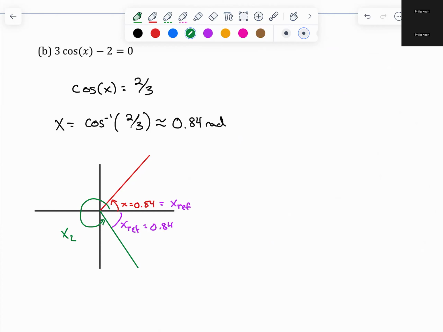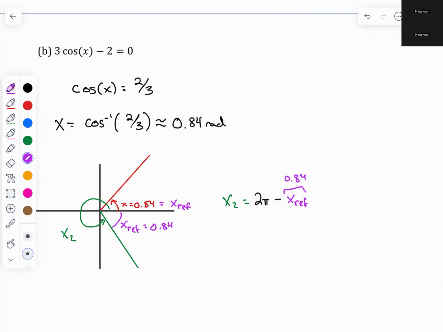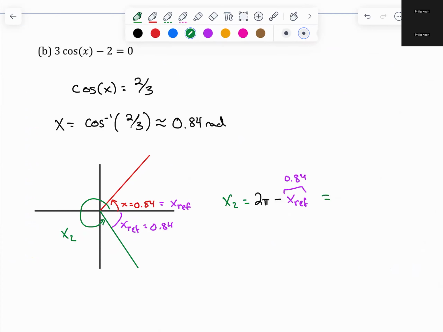Marcus. Does everyone else agree? Yep. Because this is a full 2 pi, and if we take off the reference angle, we just get the green. So X sub 2 will equal 2 pi minus X sub reference, which is 0.84. That equals 2 pi minus 0.84, which gives me 5.44. And that is also a number between 0 and 2 pi. And so those are our solutions.